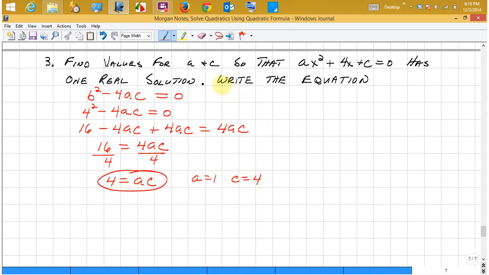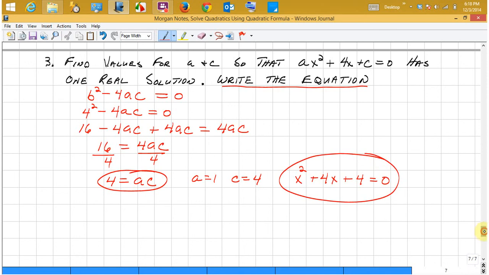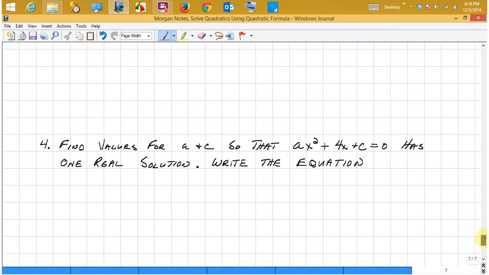because it also asks me to write the equation, and so it could be one of many equations. So if I say a is equal to 1, that would be 1x squared, so I have x squared plus 4x plus the c value, which is 4, is equal to 0, and that could be one of the equations that I could write. The last problem is just like that one, so I think we're done here.